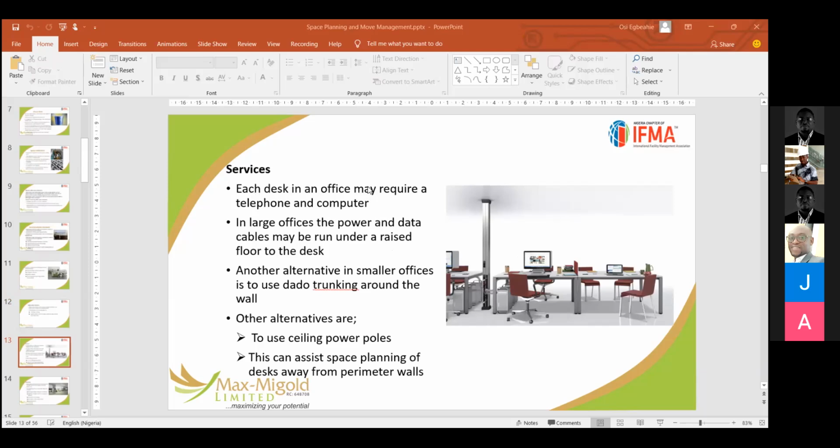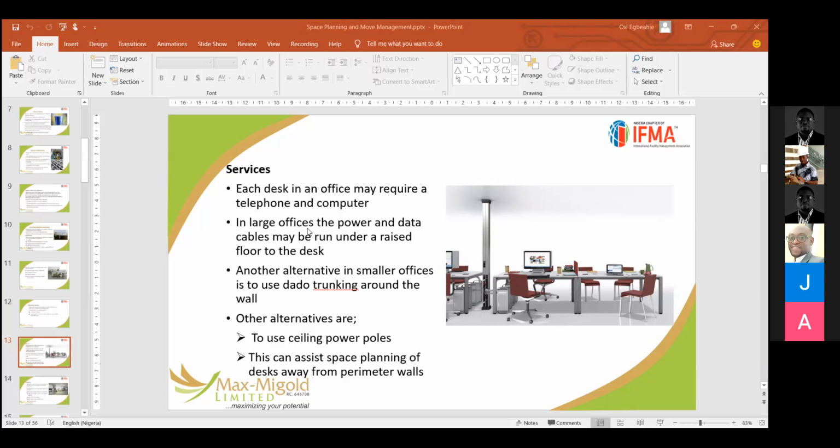Services. Each desk in an office may require a telephone and a computer. These days, the desk telephone is not always very important because you have your mobile phones now. In those days, we didn't have so many mobile phones. We just had the desk phones where once you call into the general office, you use your extensions. I'm not sure people use extensions anymore in offices. You just have a direct line on your mobile phone, or you have your CUG.